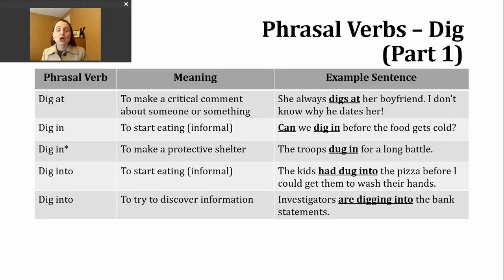So let's start by looking at the phrasal verb dig at. This means to make a critical comment about someone or something. Here's an example of this particular usage. She always digs at her boyfriend. I don't know why he dates her. So what this is suggesting is she's always making critical comments about her boyfriend, and this person is expressing kind of wonder that they continue to be in a relationship.